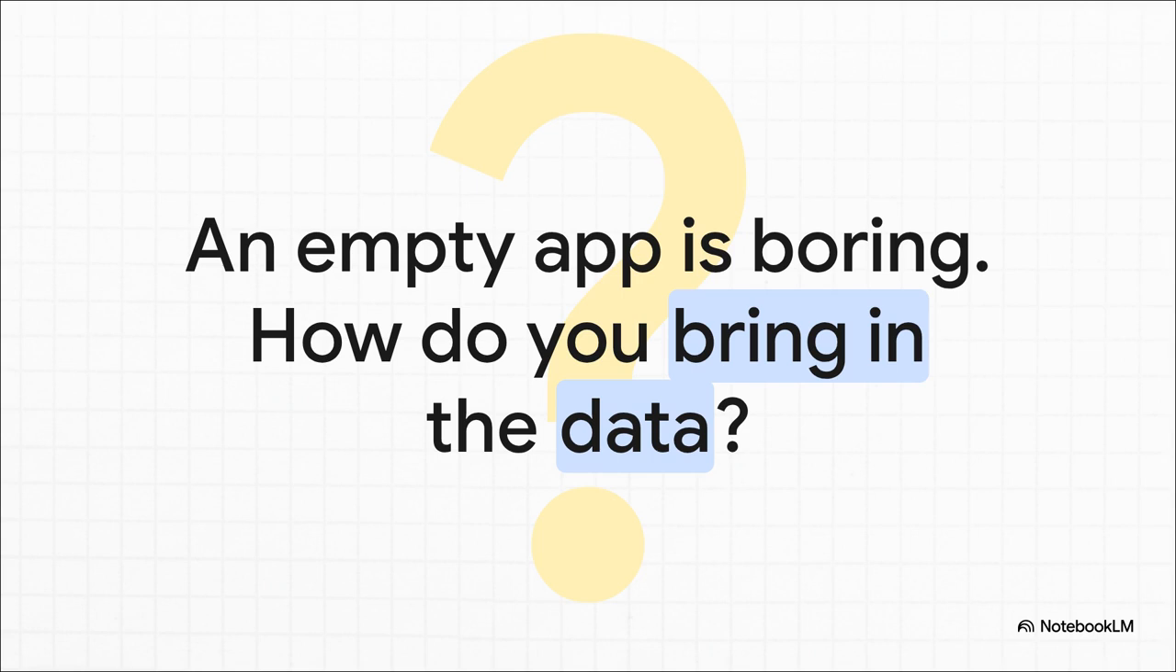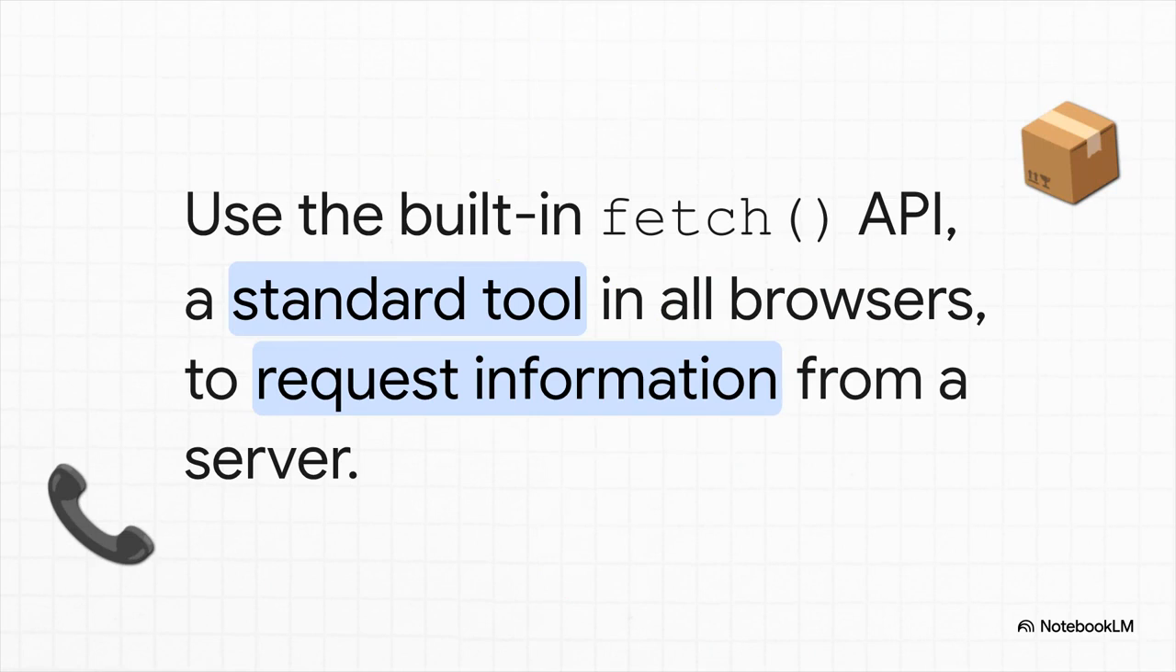The big question is, how do we actually build that connection? Well, lucky for us, the web browser gives us this powerful built-in tool for exactly this job. It's called the Fetch API. Think of it like a universal phone line. Your app uses Fetch to call up a server and say, hey, can you please send me the latest posts? And the best part is, it's a standard that just works right out of the box in every modern browser.